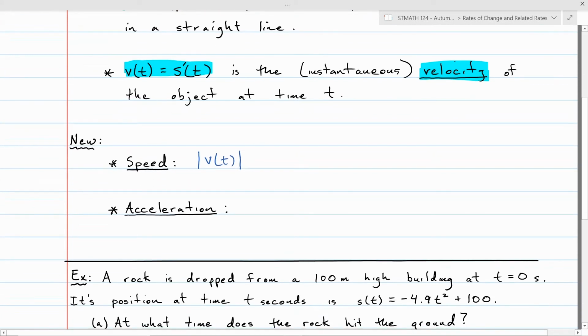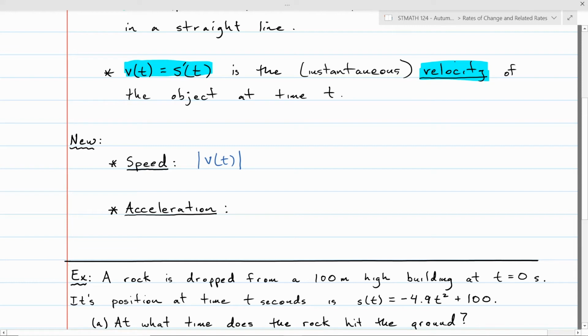And acceleration, well, let's think about what acceleration ought to be for a moment. When you accelerate in your car, it means that you speed up, right? Like when you accelerate in your car, your speedometer goes from 20 miles per hour to 30 miles per hour to 40 miles per hour, that sort of thing. So acceleration is a measure of how fast the speed or the velocity is changing.